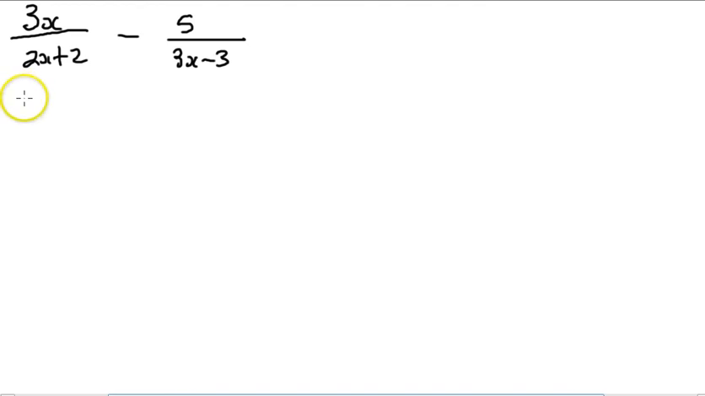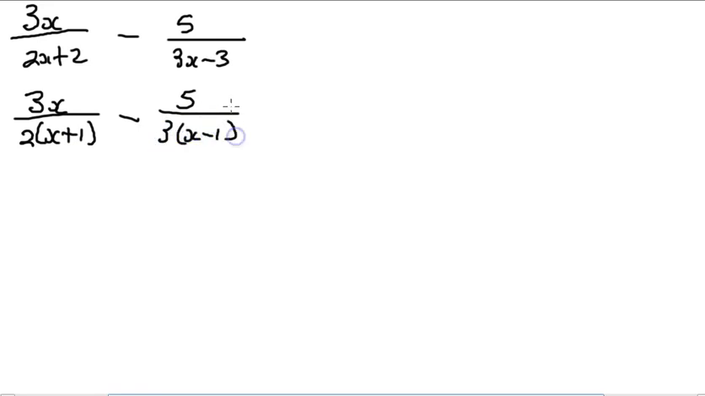Okay, 3x over 2x plus 2 minus 5 over 3x minus 3. There will be some non-permissible values. There will be some values of x you can't have. But our first step is to factor. So 3x, there's just common factoring here. x plus 1 minus 5 over 3 times x minus 1.